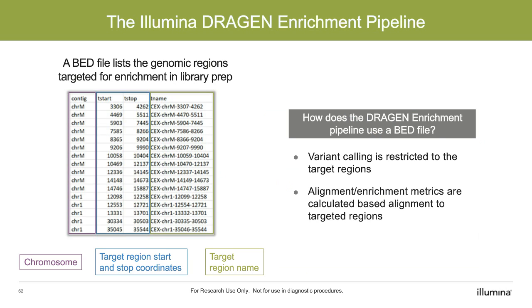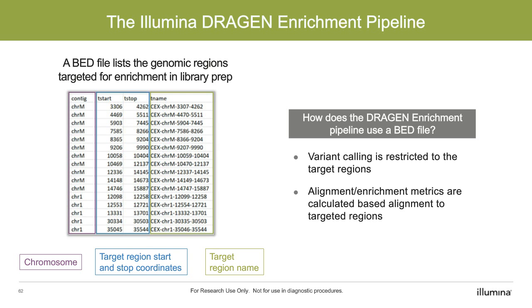A bed file, or a browser extensible data file, is going to contain a list of the targets for the enrichment library prep. As we see here in purple, we have the chromosome. In the blue, we have the target region start and stop coordinates. And in the green, we have the target region name.